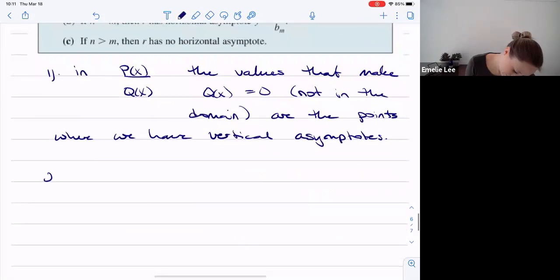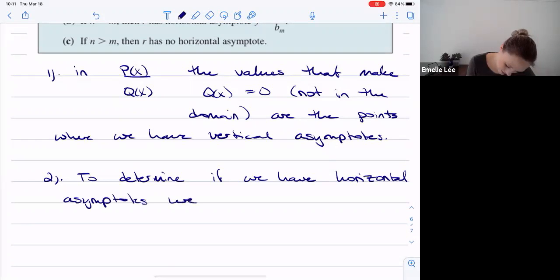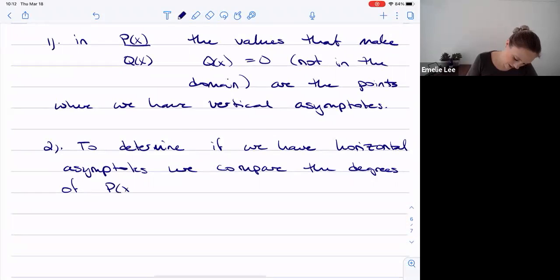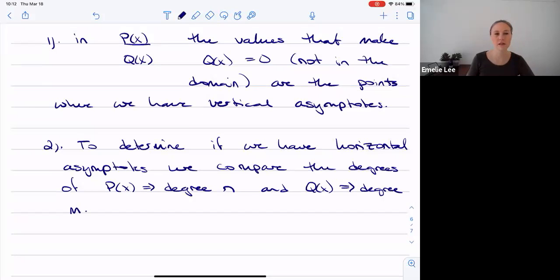So here, to determine if we have horizontal asymptotes, we compare the degrees of, and this is where I'm going to start using that shorthand, p of x, which is degree n, and q of x, which is degree m.